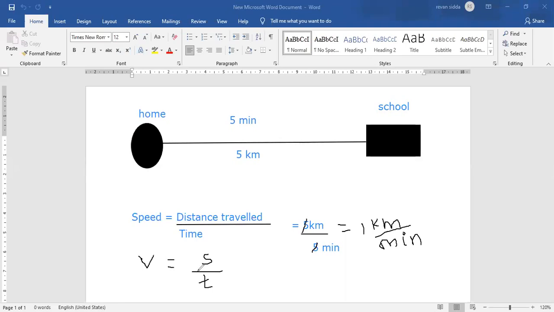Suppose you are riding a car, and if you want to check the speed of the car, there is a particular instrument fitted in the car. That instrument's name is, who will answer this question?